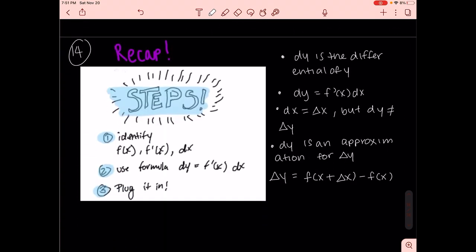Okay, so let's recap what we've learned about differentials. dy is the differential of y, and the formula you can use to calculate dy is dy is equal to f prime of x times dx. dx is equal to delta x, but dy is not equal to delta y. dy is simply an approximation for delta y. The formula for delta y is f of x plus delta x minus f of x.